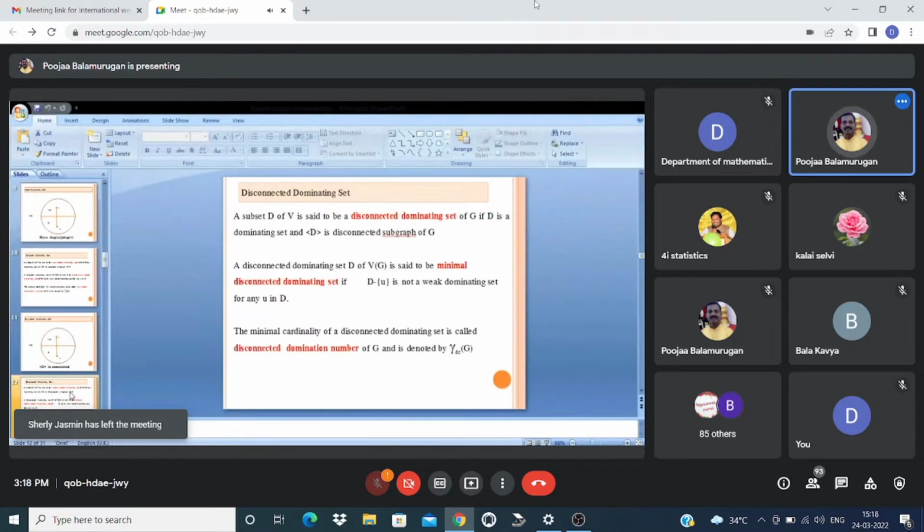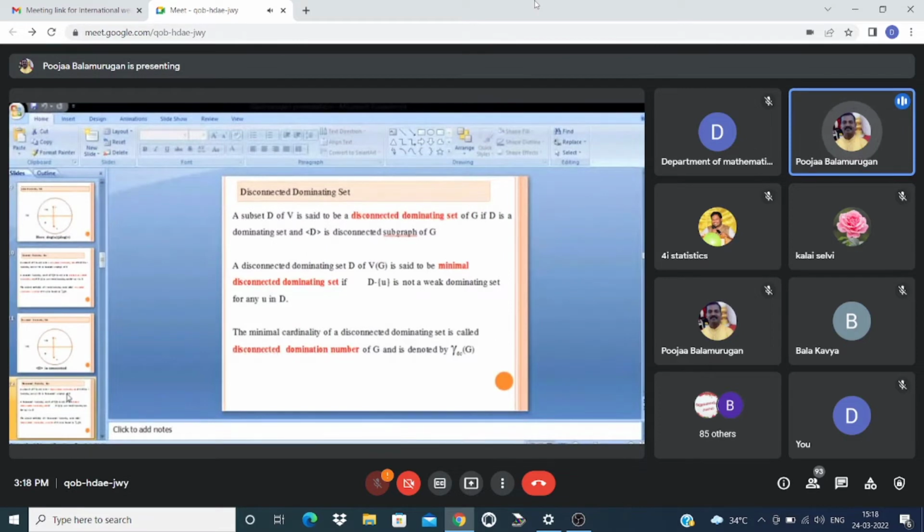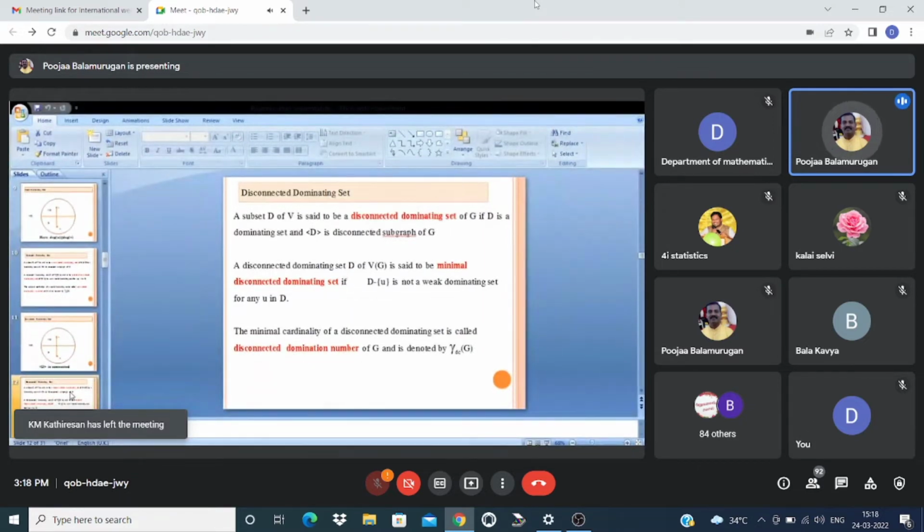You take any graph, but the graph is only non-complete. Only if the graph is non-complete can we find the disconnected domination number, right? So for the disconnected dominating set we have only one paper till now, which we have published. I think we have characterized all the standard graphs: complete bipartite graph, cycle, path, star graph and double star graph.